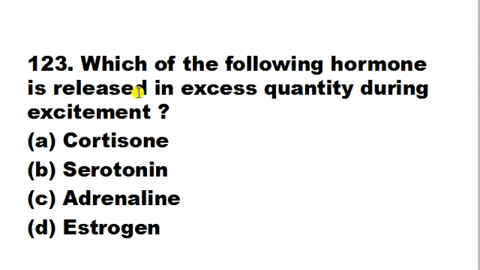Which of the following hormones is released in excess quantity during excitement? Cortisol, serotonin, adrenaline, estrogen. Here the correct answer would be C. That means adrenaline is a hormone which is released in excess quantity during excitement. It changes your metabolism and gets you ready to act. So we also call it the excitement hormone. So here the correct answer would be adrenaline. We call adrenaline the excitement hormone. That's why it is the correct answer, and it is released in excess quantity during excitement.